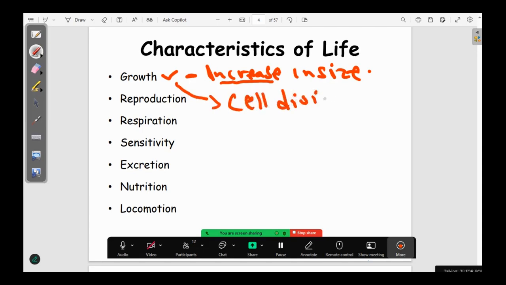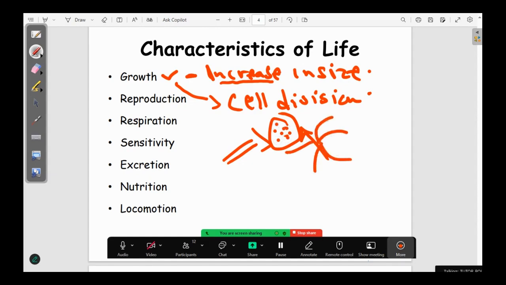Okay, so you had a cell from your mom, a cell from your dad, and then these combined, they formed one cell, and then this one cell now started dividing. It divides into all these numerous cells that are making up you today. So what would happen if the cell stopped dividing? It means there would be no growth, because growth is a result of what? Cell division. So that's what I can say about growth.